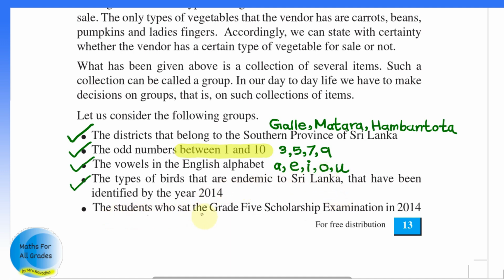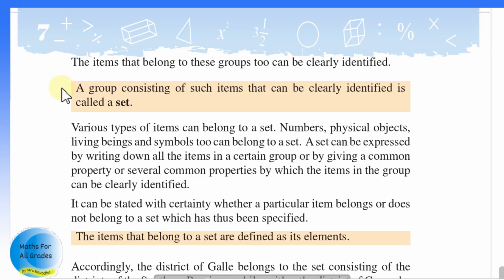The students who sat the grade 5 scholarship examination in 2014. This one is also a set because it's clearly identified. We know the year, then we can look for the names of these students. Turn the next page. Here they have given the definition for the set. Let's read it. A group consisting of such items that can be clearly identified is called a set. So this clearly identified has the same meaning as well defined, and we discussed it.